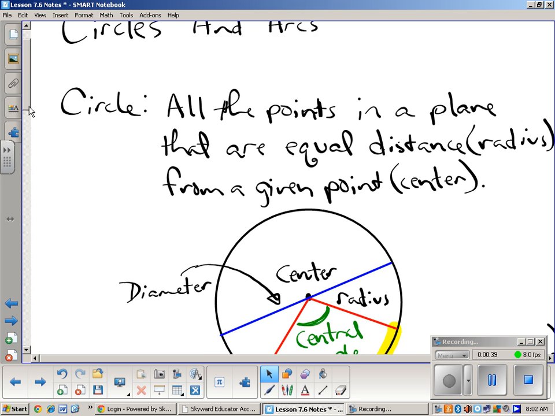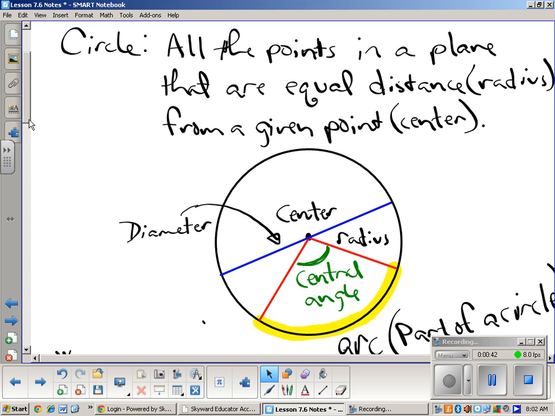Circle, first of all, the definition of a circle is all the points in a plane that are equal distance, which is called the radius, from a given point, which is called the center. All the points in a plane that are equal distance from the radius to the given point called the center.